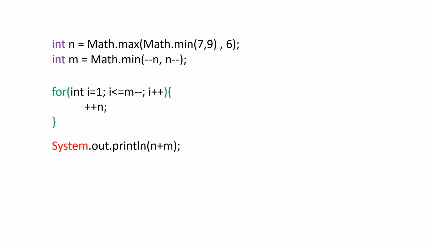So Math.min(7, 9): the minimum value that we get here is 7. Out of this 7 and 6, which is the maximum value, because it is Math.max? We get the answer as 7. So the value of n is 7. I'll write that on top so that I don't lose track of it. So n is equal to 7.